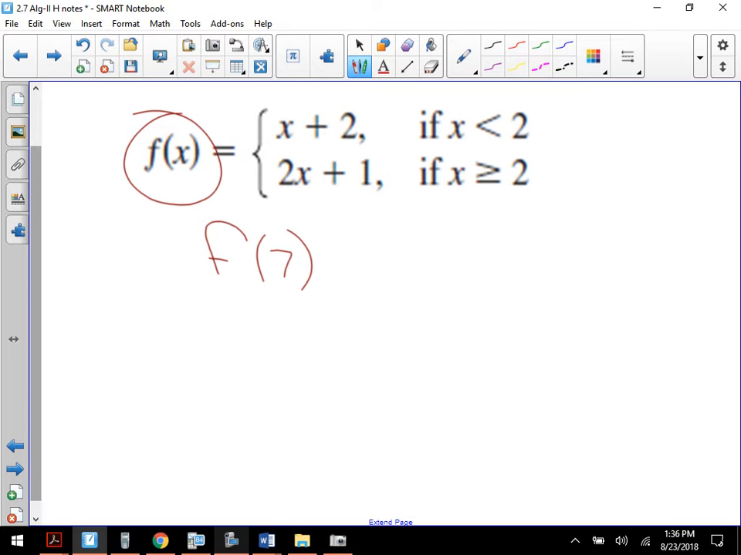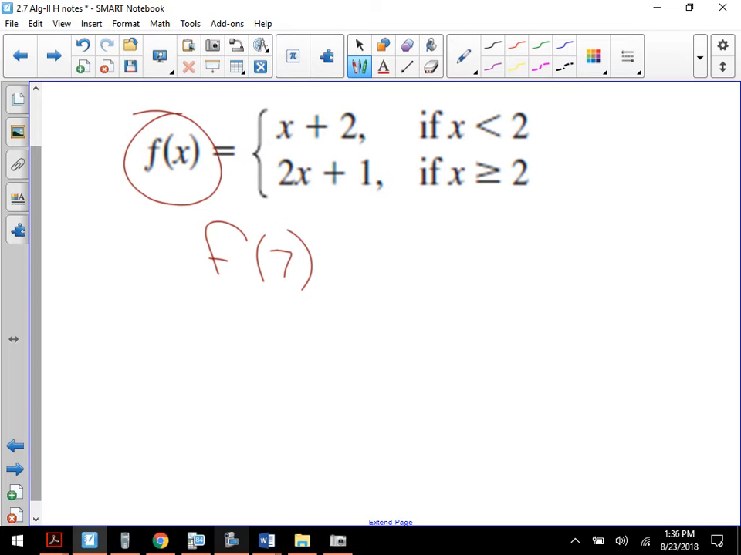That value of 7 is a domain value because it's an x value. I have to figure out which function I substitute the 7 in. So the function itself is restricted by the domain. The domain is restricting your round value of 2. If my x value that I'm substituting in is smaller than 2, I use the top equation. If my domain value is greater than or equal to 2, I put it in the bottom equation. So with 7, is it smaller than 2 or greater than or equal to 2?